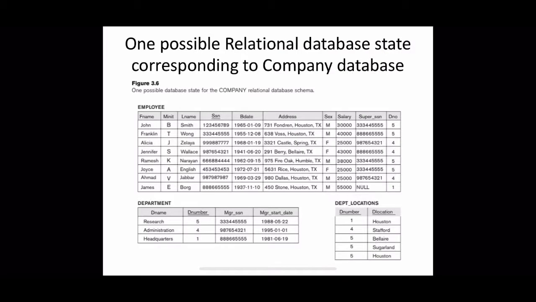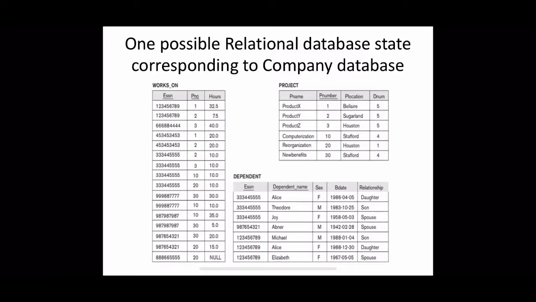Now let us have a look at the different relations in this company relational database schema, and then let us see how the referential integrity can be represented in this relational schema. Here is the employee relation with this many tuples. The primary key is the SSN. The department has three different tuples, three different departments, and D number is the corresponding primary key. In department locations, the D number together with the D location is taken as the primary key here. Like that, every relation is represented and the corresponding primary keys are identified.